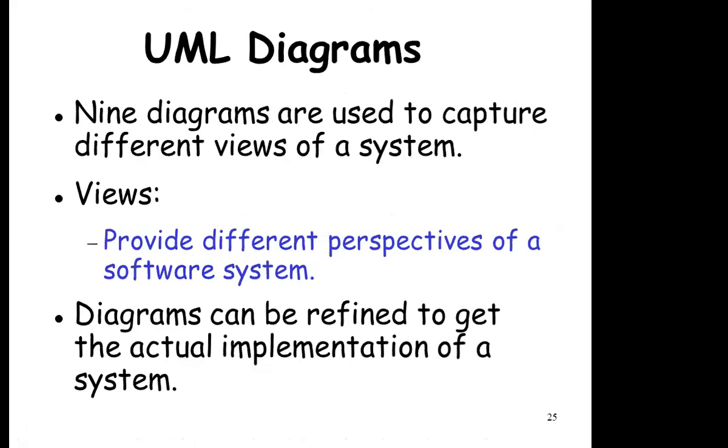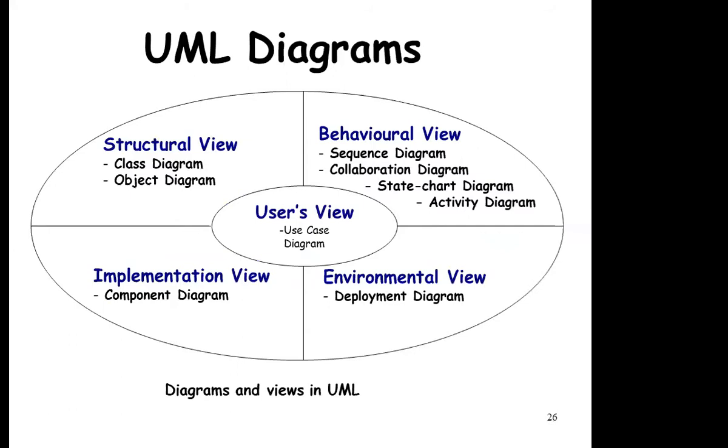So there are 9 diagrams. Already I have told you there are 9 diagrams for UML. So you have to go through all these 9 diagrams. The important diagrams which are in the syllabus, we will cover only those. So just go through this diagram, a very important diagram. You go through, I will stop here for 1 minute. You go through this diagram.